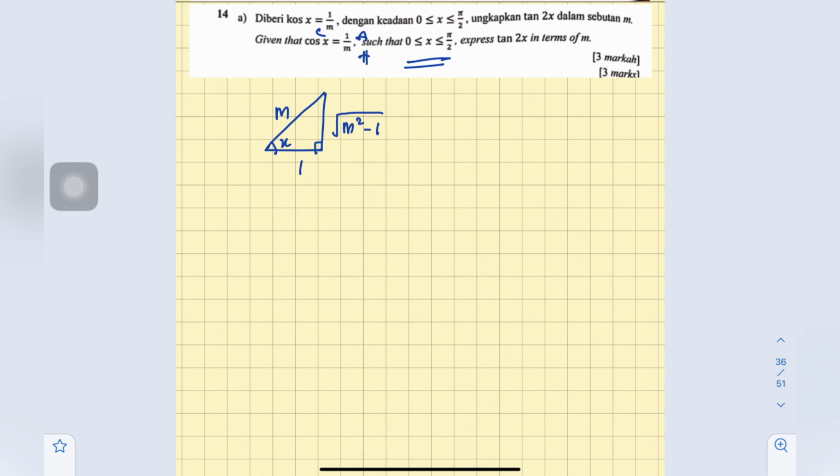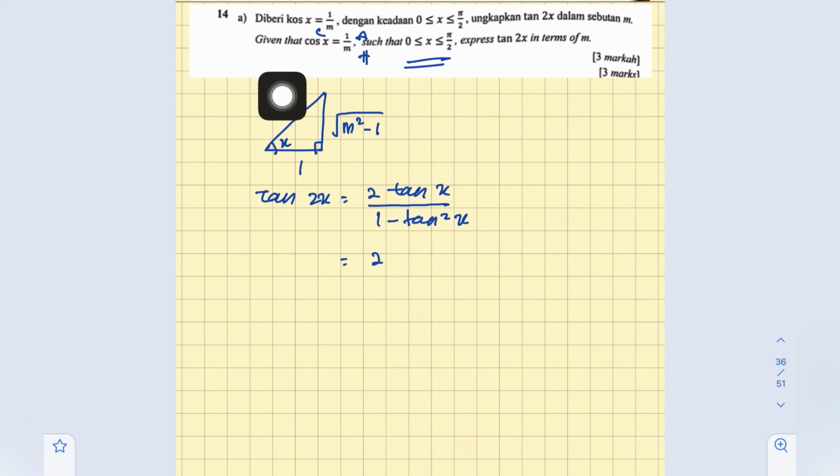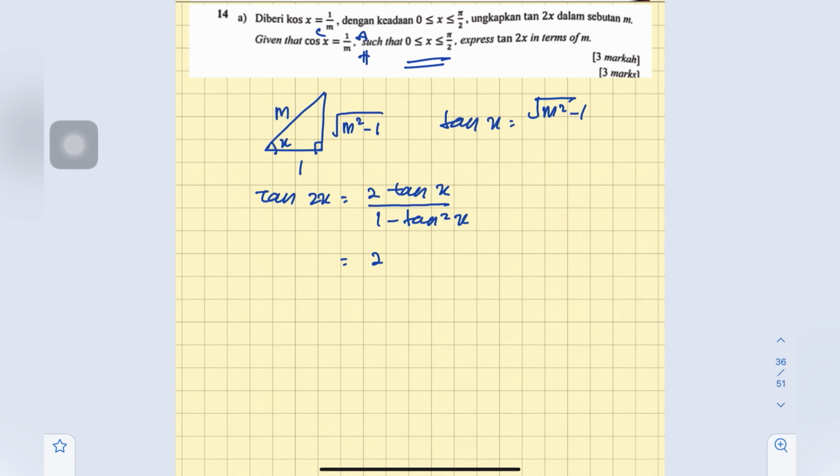Okay. So then tangent. We need to find tan 2x. From the list of formula, we have the double angle for tangent. So tan 2x is 2 tan x over 1 minus tan squared x. Okay, so we just substitute. From the diagram, tangent is TOA, so opposite over adjacent. So tangent is the square root of m squared minus 1 over 1. No need to write that. So tan x is the square root of m squared minus 1. So we just substitute into the formula.